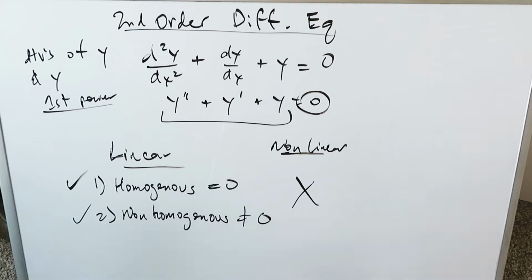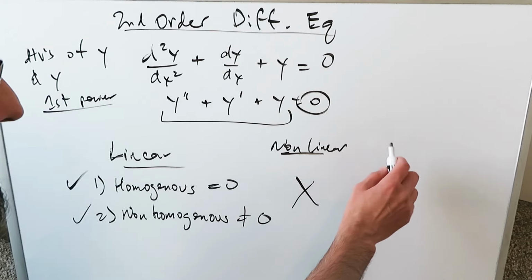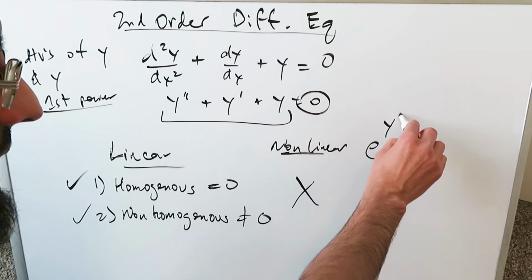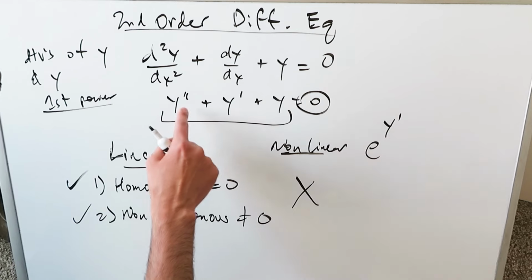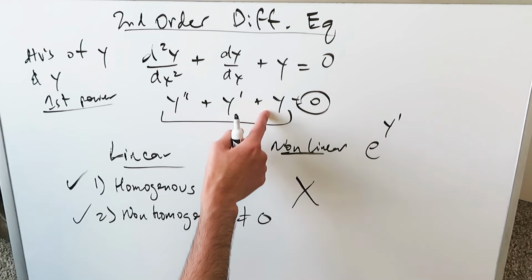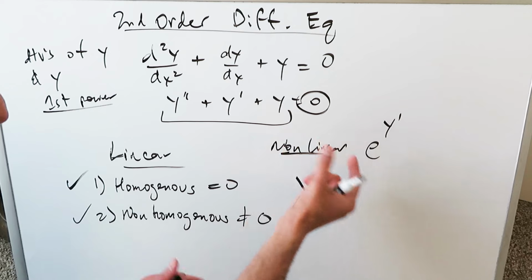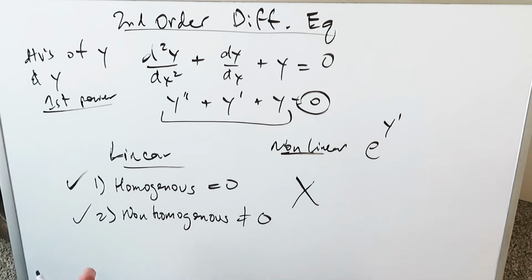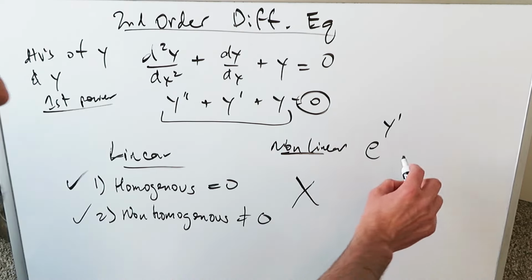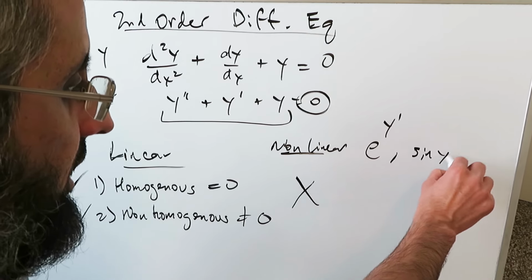What would be examples of those? Quick examples. These are instances where you're looking at something like e to the y prime. You see how these derivatives or your y variable are not in a clean manner. They're attached to something else by means of some sort of composite or by means of some sort of function. How about this, sine of y?